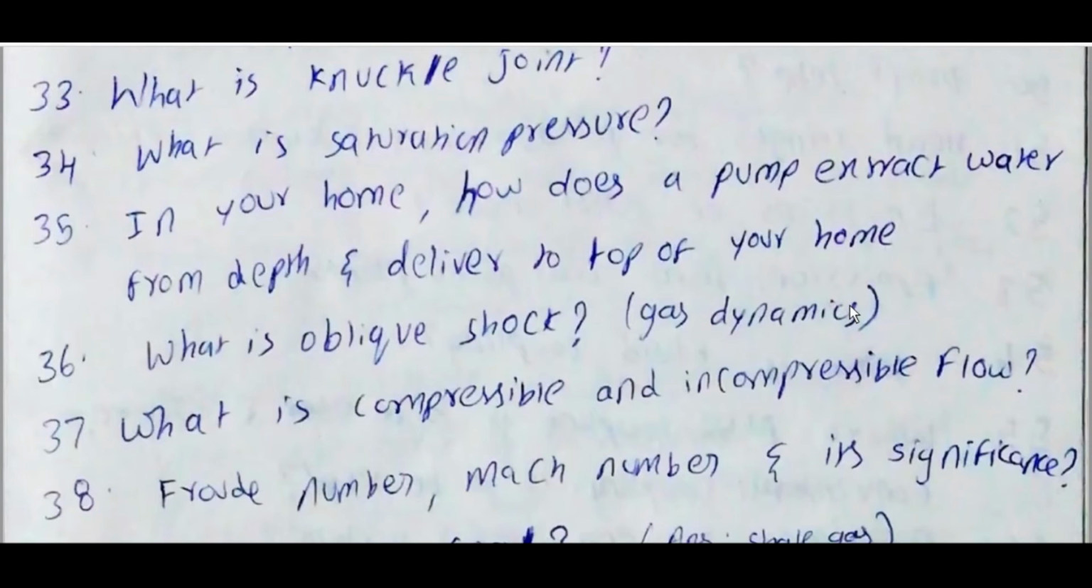What is compressible flow and incompressible flow? Incompressible flow refers to fluid flow in which the fluid's density is constant. Compressible flow refers to fluid flow in which the fluid's density varies. Generally, liquids are considered incompressible and gases are considered compressible. But for gases also, when the Mach number is less than 0.3, we can consider them as incompressible.